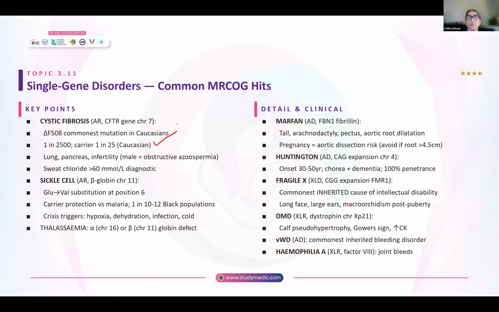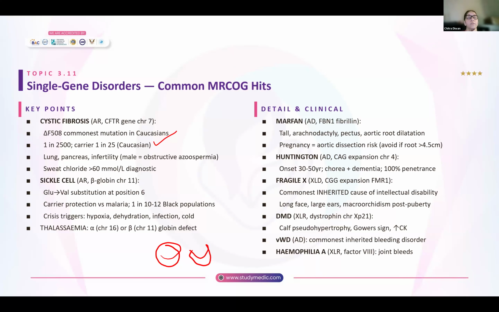The trigger for sickle cell, we know that whenever there is hypoxemia, the cell becomes an abnormal cell. It becomes a sickle cell. Unlike the normal cell, which is round, the sickle cell becomes sickled. And then this sickle cell causes obstruction in the small vasculature. So the triggers for this sickling are hypoxia, dehydration, infection, or cold.